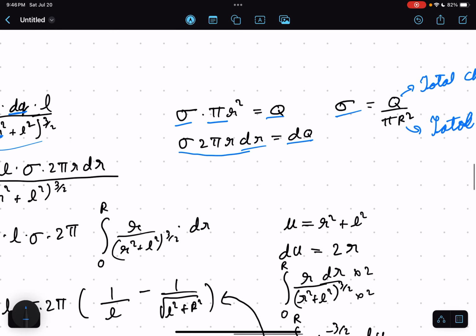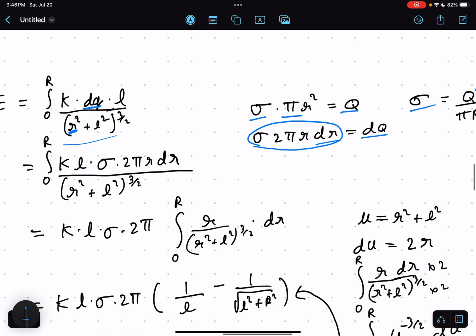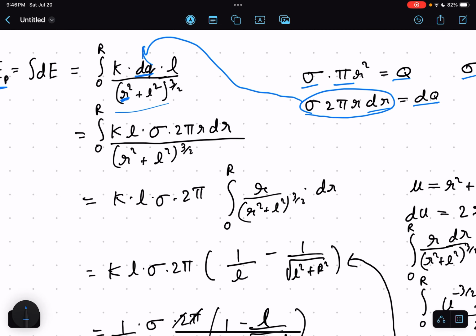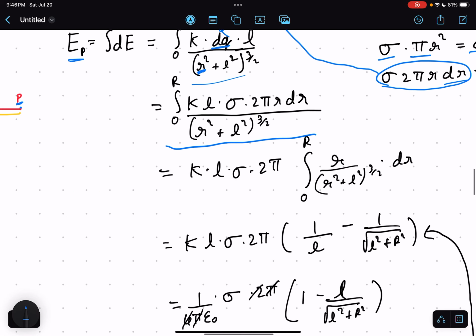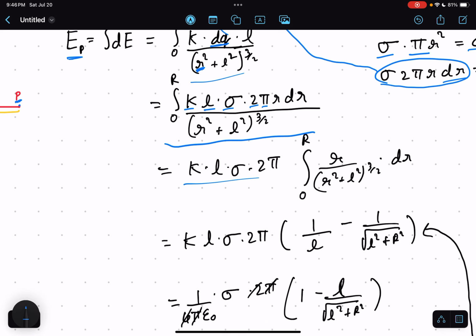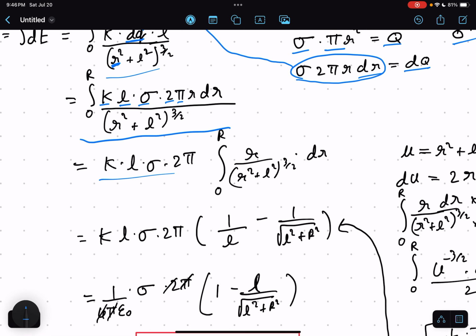Now we can substitute this whole bit in the place of dq. So once you substitute it in the place of dq, you're gonna get this equation over here. Now as you can see, we can remove all the constant terms, which is basically k, l, sigma, 2, pi, and that's it. So we can basically remove these things, and we're gonna end up with r by (r square plus l square) whole cube, and then you take a root and then multiplied by dr.